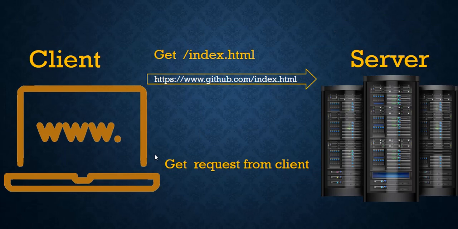Now let's look at what is happening here. This is our client. Our client has entered a URL, https://www.github.com/index.html. What is happening here? Our client is making a request to the server. It says, server, please give me this index.html file. Now your browser doesn't understand where this index.html file is located. Basically, it doesn't know the server where this index.html file is hosted.